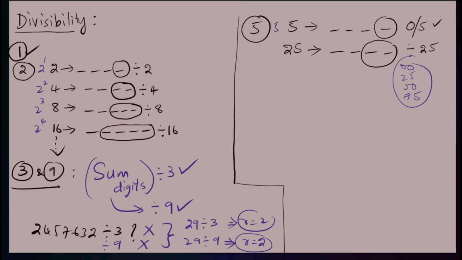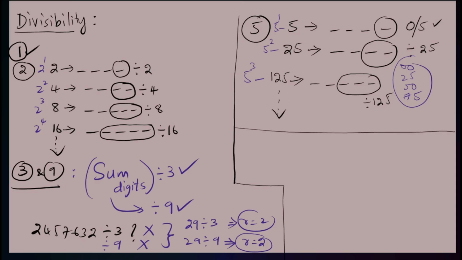So this is 5 power 1, so the last one digit. This is 5 square, last two digits. And next comes 5 cube. What is 5 cube? 5 cube is 125. So what is the divisibility rule of 125? The last three digits should be divisible by 125. So on, you can derive your own rule for the divisibility of other powers of 5.